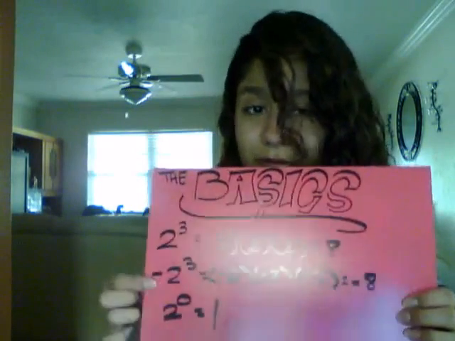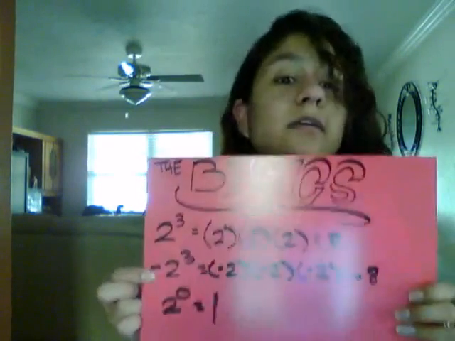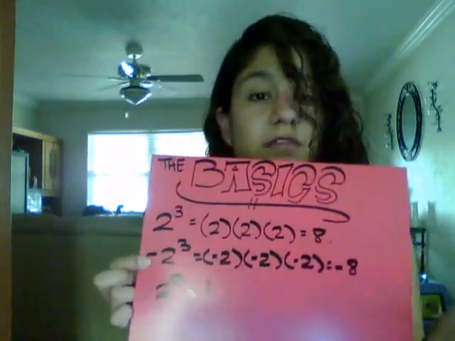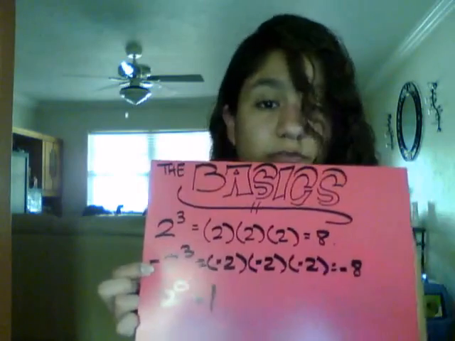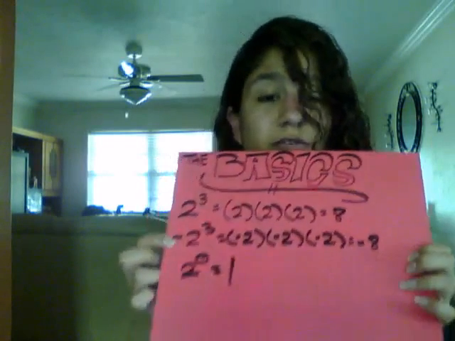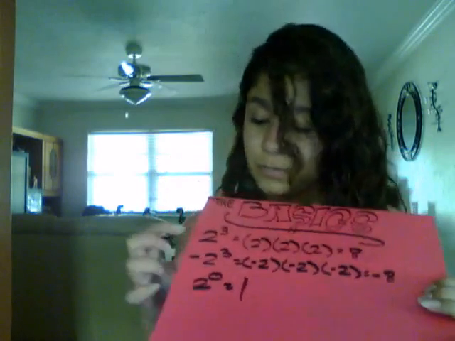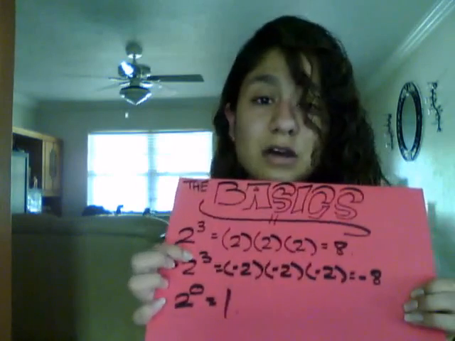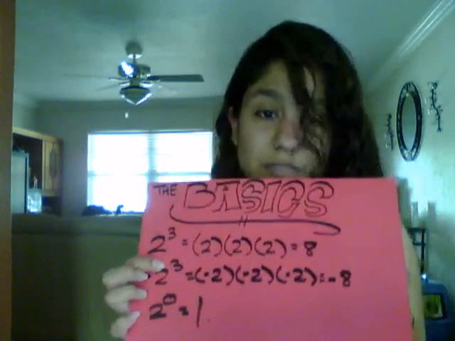Now, what if the base has a negative in it? Well, you do the same thing, but with negative 2. So it'd be negative 2 times negative 2, which is positive 4, and then positive 4 times negative 2, which is negative 8. So a really simple rule is, if you see a negative as a base and the exponent is an odd number, the answer is always negative.